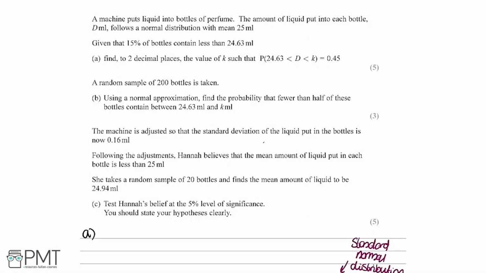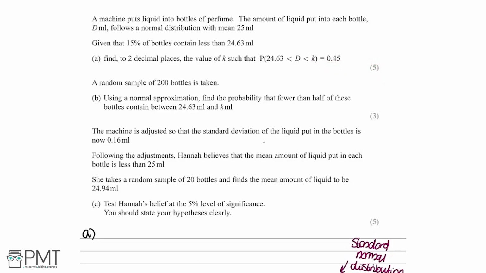A machine puts liquids into bottles of perfume. The amount of liquid put into each bottle, d millilitres, follows a normal distribution with mean 25 millilitres. Given that 15% of the bottles contain less than 24.63 millilitres, part A says we need to find, to 2 decimal places, the value of k such that the probability of d being between 24.63 and k equals 0.45. This is for 5 marks.